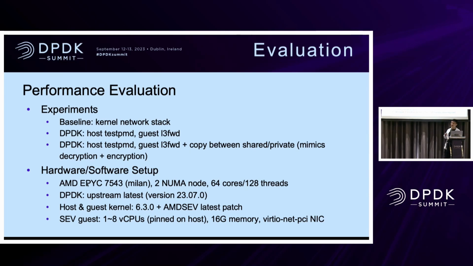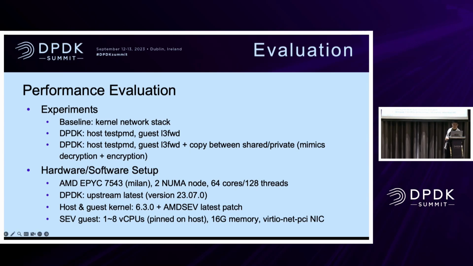For the baseline, we just do an iperf UDP test. And for the DPDK side, we do 2 kinds of experiments. First, we use a plain L3 forwarding DPDK application to test the upper bound of the bandwidth. And then we add extra memcopies, actually two extra memcopies between the shared and private memory. We copy the packet from shared memory to private memory, then copy it back from private memory to shared memory to send it out. This mimics the behavior of decryption and encryption between the shared and private pages.